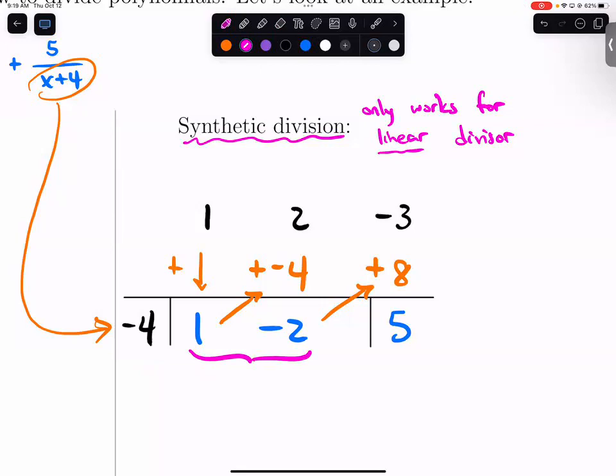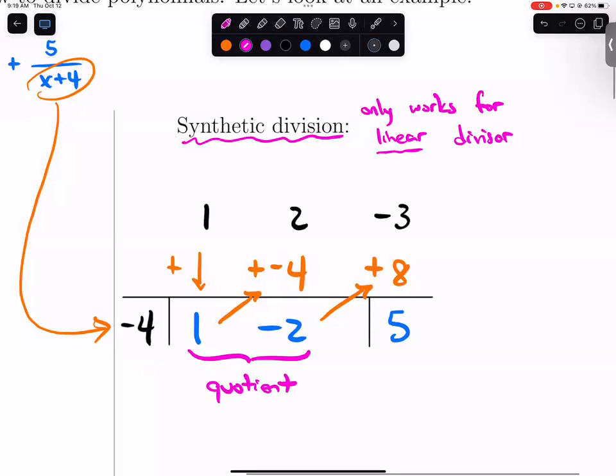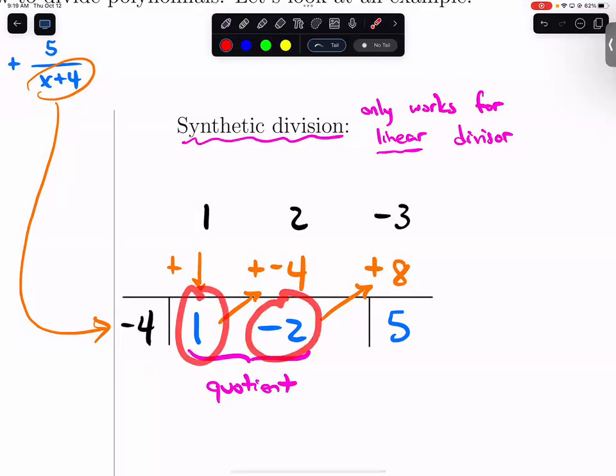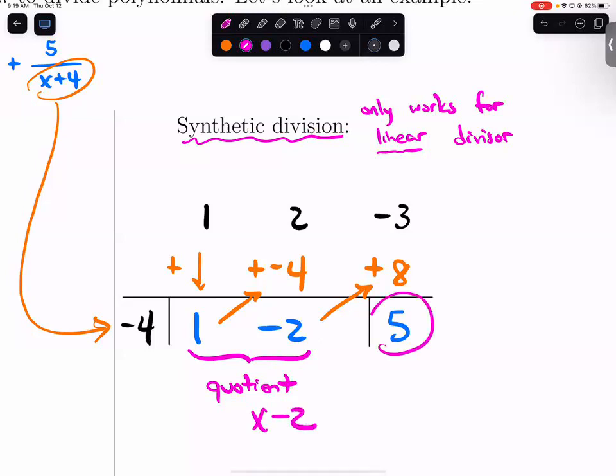These are the coefficients for the quotient. We started with a square thing and divided by a linear, right? So we started with degree 2. We divided out a degree 1 thing. That means the quotient is 1x minus 2 in the constant place. And then this is the remainder.